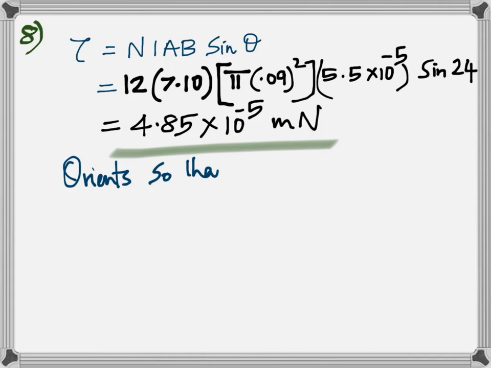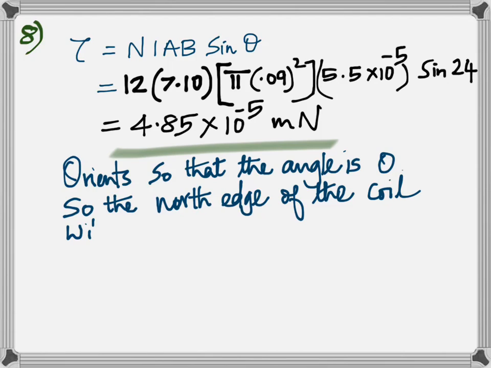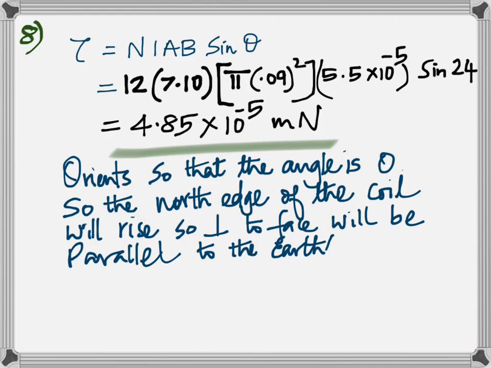And the B part says which edge of the coil rises up. If you look at the situation here, you will see that the north edge of the coil will tend to rise up so that the perpendicular drawn to the face of the coil, that is the normal vector, would be parallel to the Earth's magnetic field.